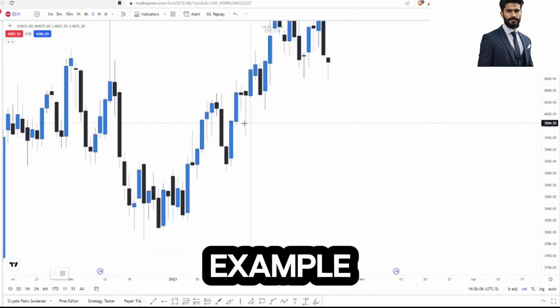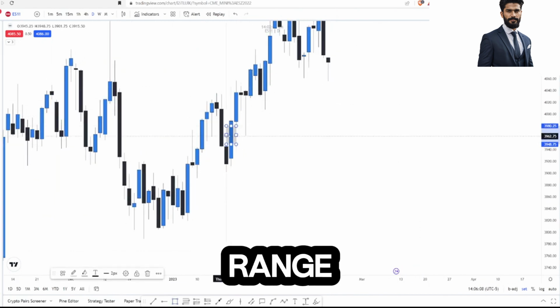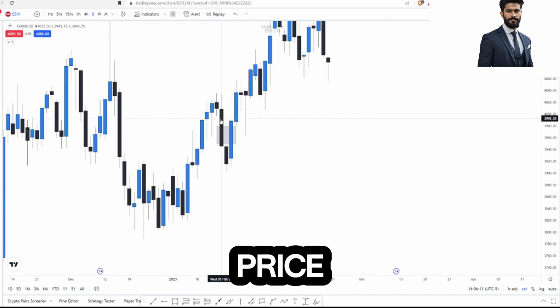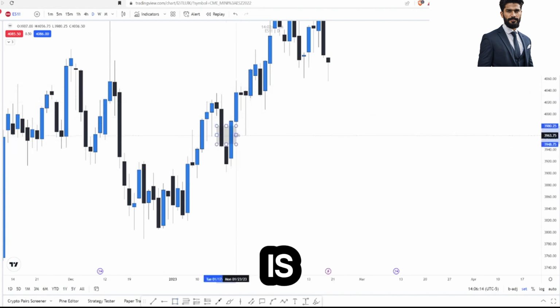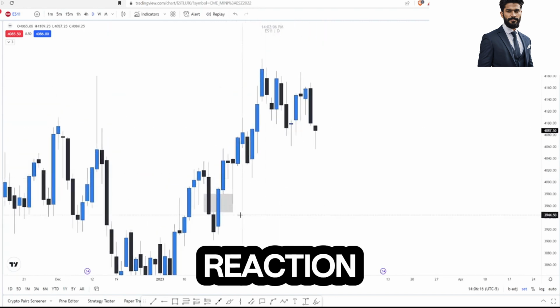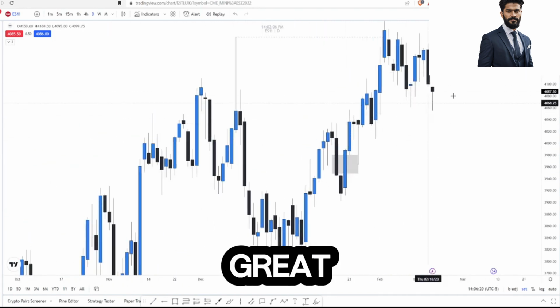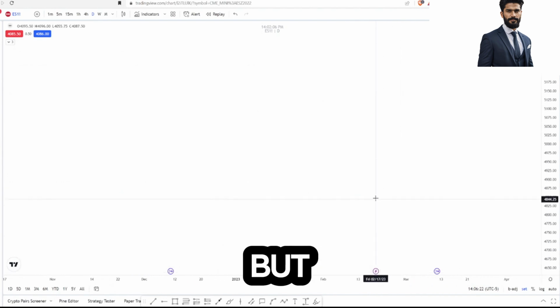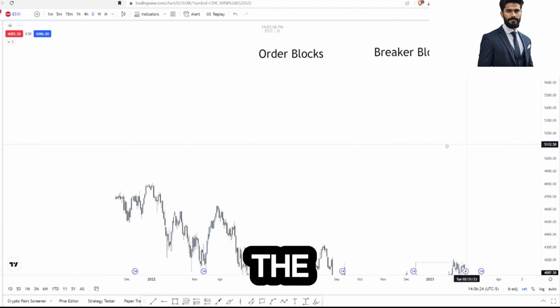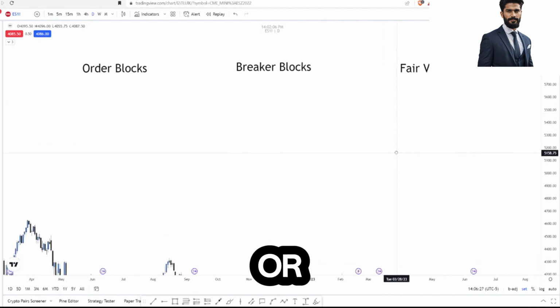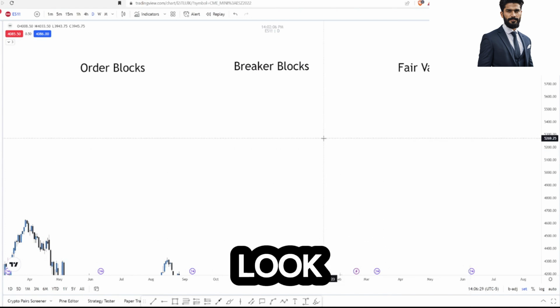An example of a balanced price range would be something like this. Price moved through on the offer and sell side and then rushed through on the offer and buy side. So if price is still bullish, you should see a reaction somewhat like this, right to the next area of liquidity, which is a great example there. But these are the main 3 types of interest areas we're going to look at today.